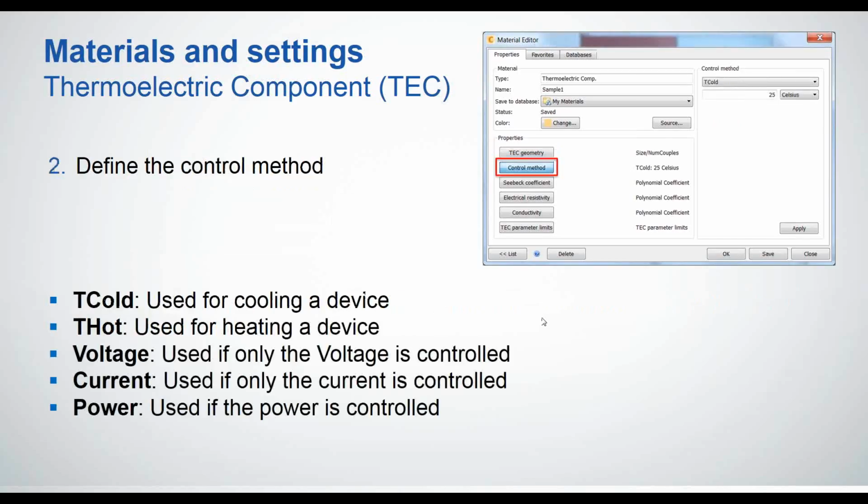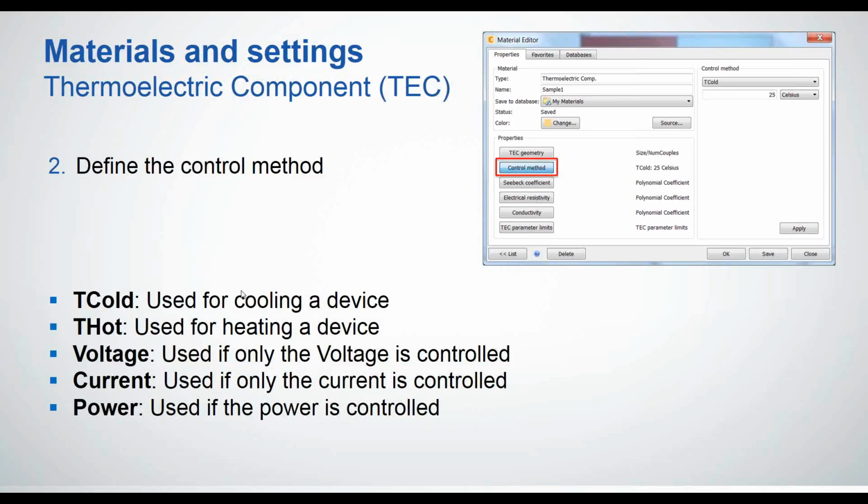For the next step, it's to define the control method. This defines the mode of operation of the tech device. The default choice is T-cold. For example, if you want to use the simple default material we offer in our library, you're going to notice that the control method by default is T-cold, which defines the tech device to have a cooling effect with a target cold temperature.